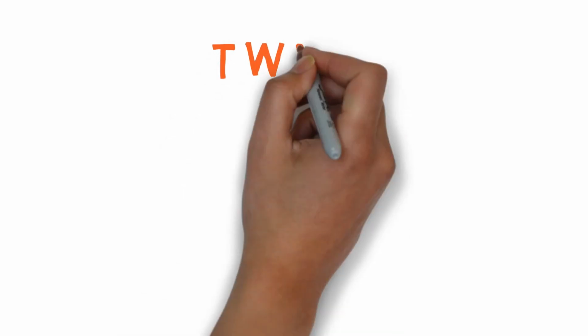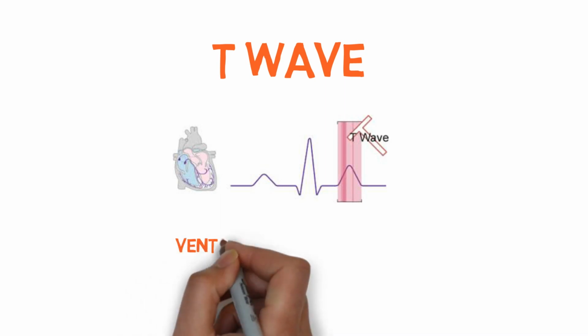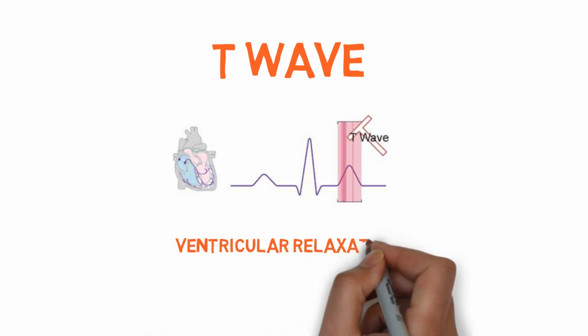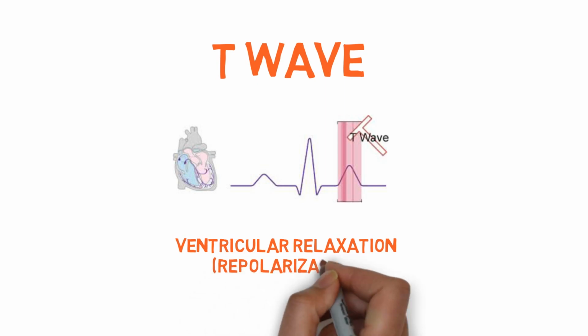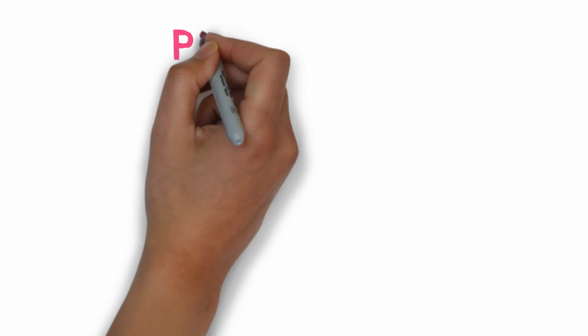After the QRS complex, the T wave will be produced. The T wave is produced by ventricular repolarization. Repolarization is basically the relaxation of the ventricle. So ventricular relaxation will produce the T wave on the ECG waveform. Now we will move on to the intervals.